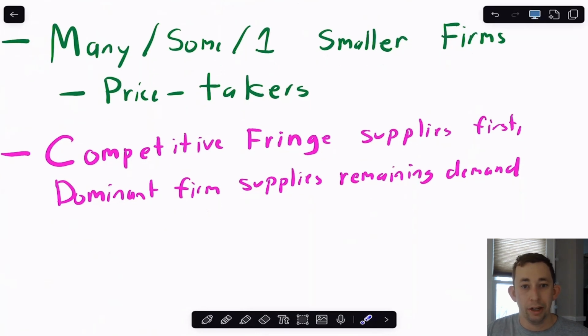And then finally, we're going to assume that the competitive fringe supplies first, and that the dominant firm is just going to take whatever supply the competitive fringe puts out as sort of given, and they're going to fill in the rest of the demand that's not fulfilled by the competitive fringe.